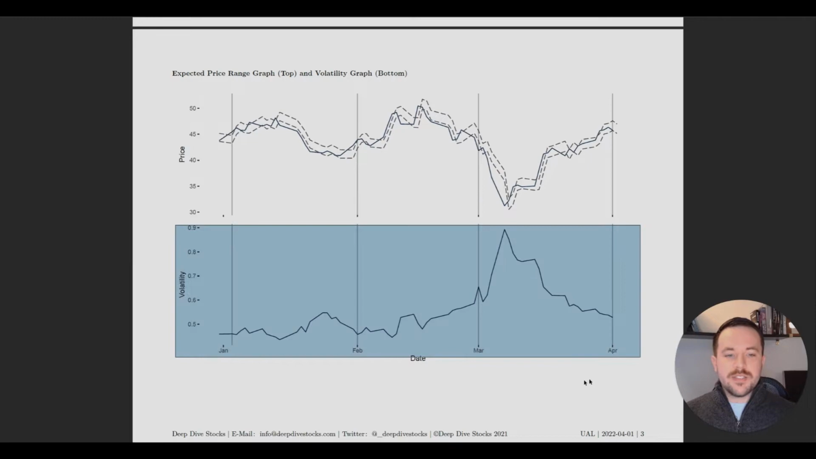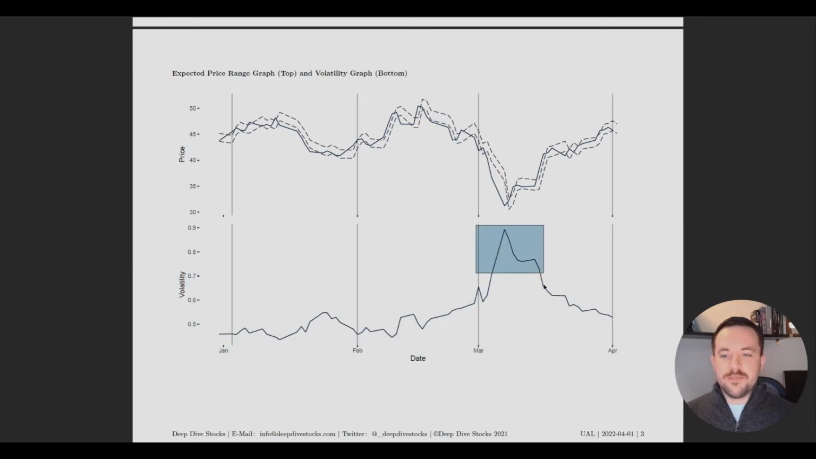Volatility here, nothing to write home about. A little volatility peak in the beginning of March when the price fell. Nothing crazy.